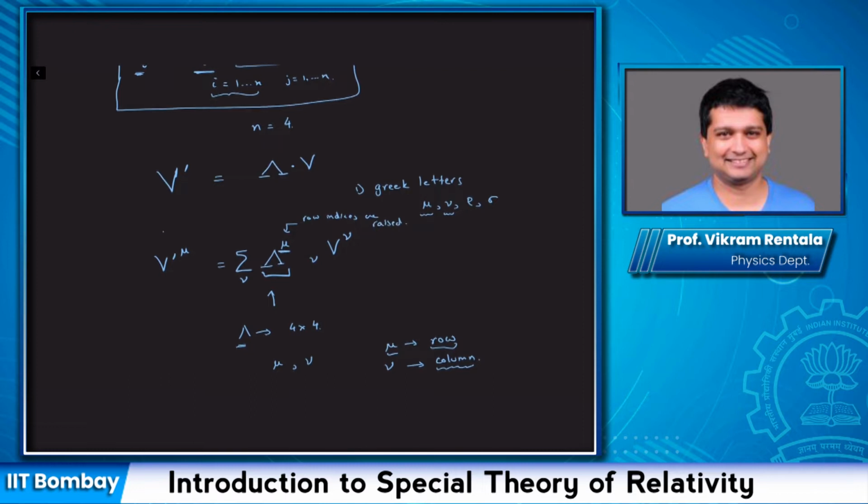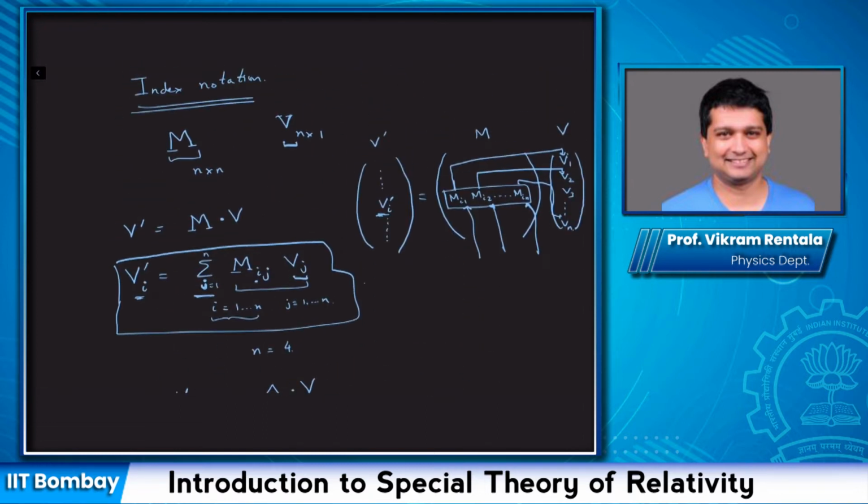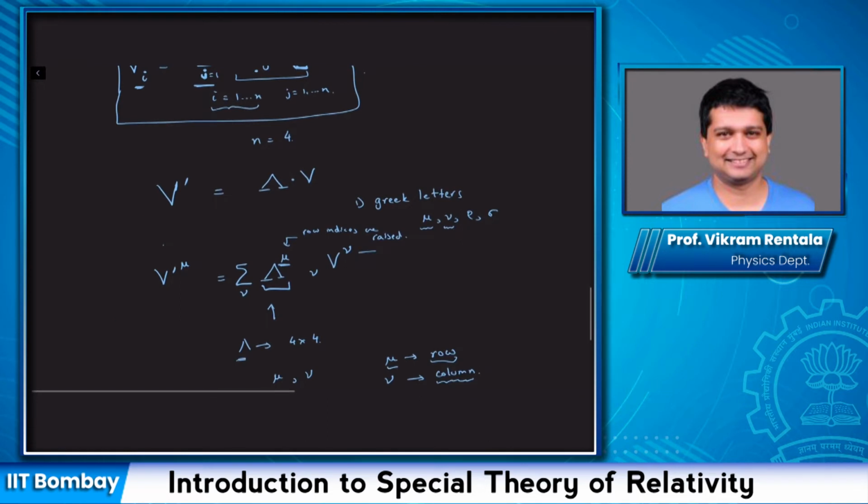And similarly, you see that for v, nu is the row index. So the index, the jth index, the value of j corresponds to which row we're talking about. So again, we raise the row index. So in all 3 places, the index that is raised is the row index. And column indices are written as lower indices.